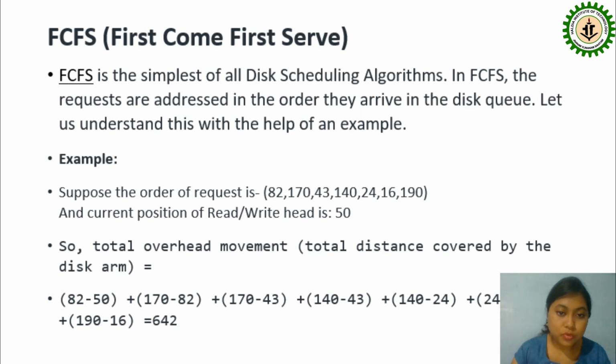First we moved from position 50 to 82. There is no negative distance, so we are always subtracting the smaller value from the bigger value. That is 82 minus 50, 170 minus 82, 170 minus 43, 140 minus 43, then 140 minus 24, then 24 minus 16 and lastly 190 minus 16. So the total will be 642.